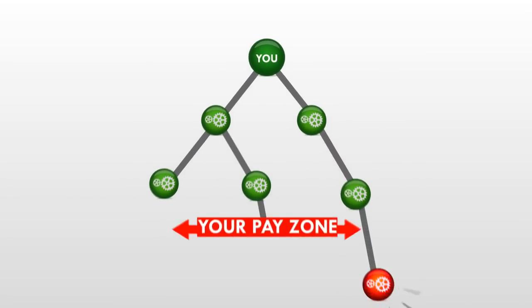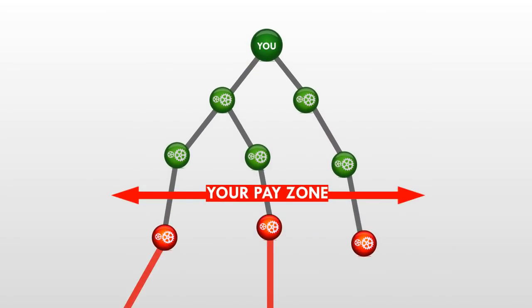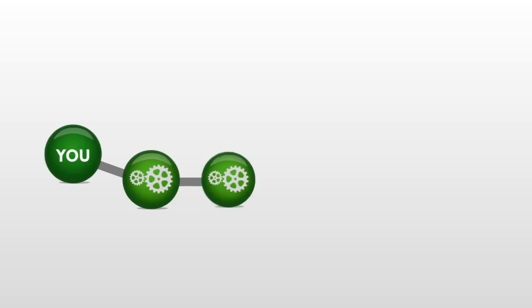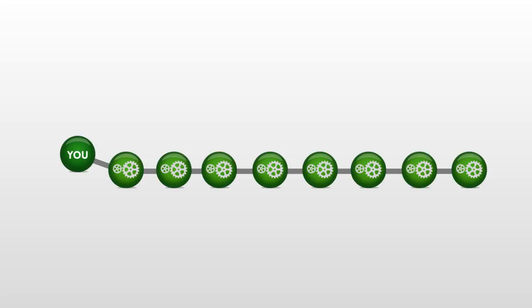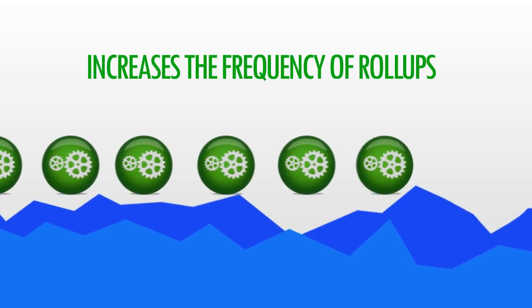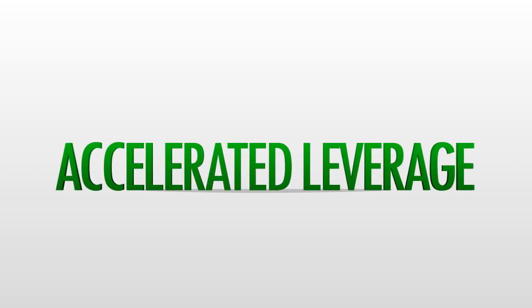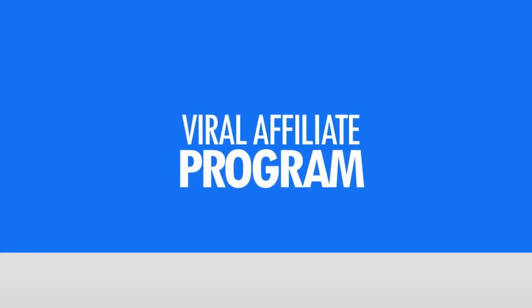In traditional compensation plans, any geometrical growth is usually happening straight down, oftentimes right out of your pay zone, so you don't make any money. But what roll-up sales do is it forces geometrical growth wide instead of down, allowing the potential for enormous incomes to be generated very quickly. Accelerated leverage takes full advantage of this by increasing the frequency in which rollups are happening. To put this simply, with accelerated leverage, you've got more sales rolling up more often, creating a true viral affiliate program. So ask yourself, would you rather make 100% commissions or make more money?